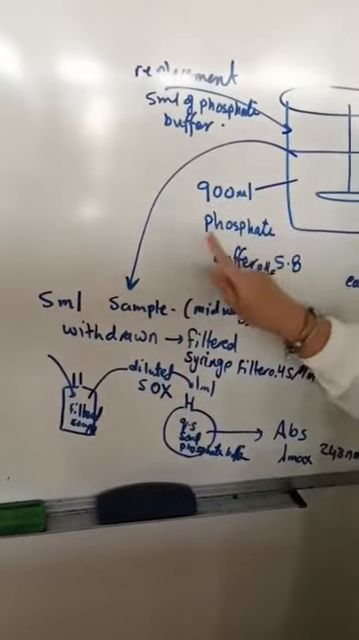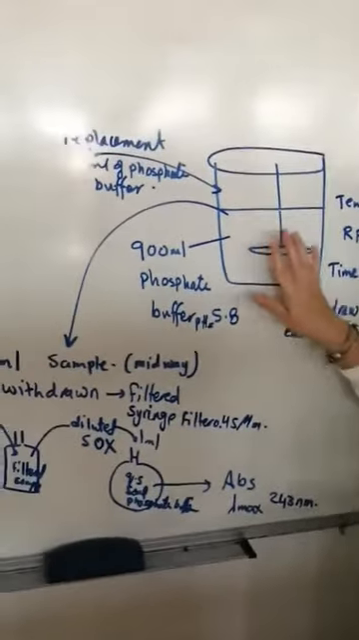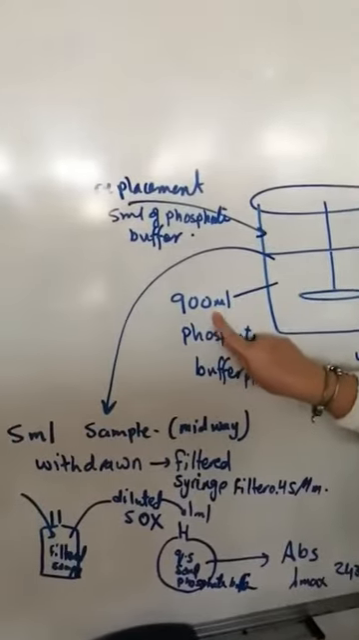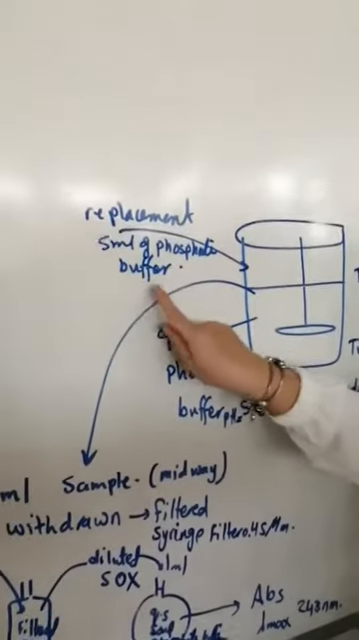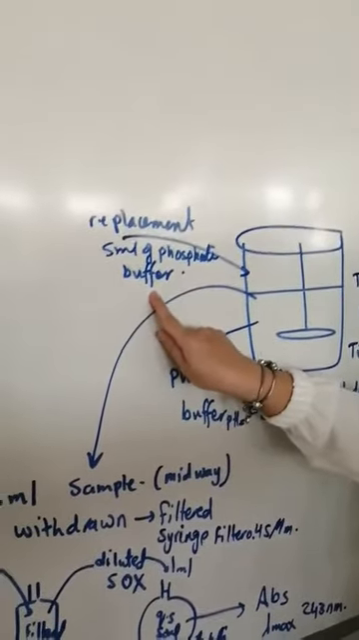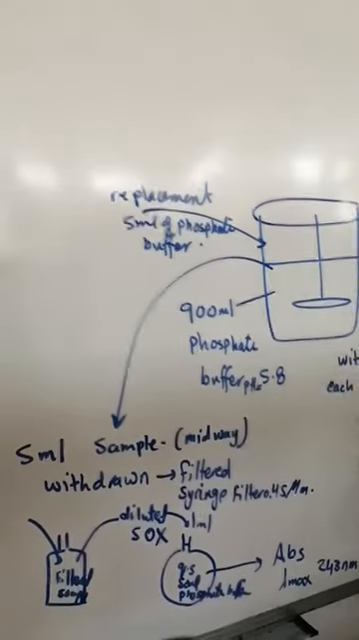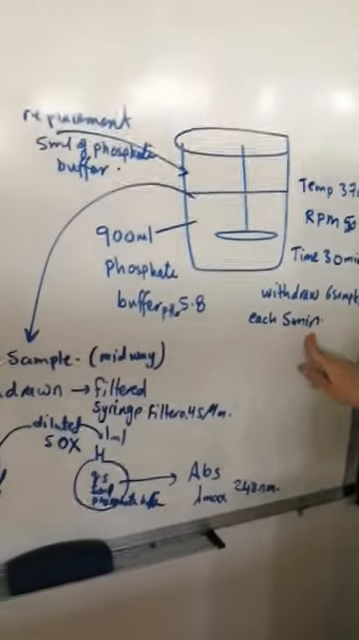After I draw the first sample, I have to adjust the volume of the dissolution media to 900. So I need to do replacement by adding 5 ml of phosphate buffer each time. I will make this step 5 times because the last step will need no replacement.